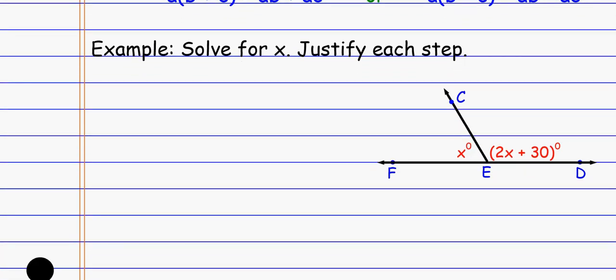For example, if I look at something like this, let's pretend for a moment that we were going to solve this thing, all right? So we're going to solve this thing for x. We just have to justify each step. So we're going to do it the same way we would normally do it, all right? We're just going to justify each step.